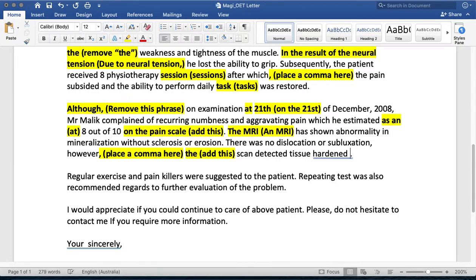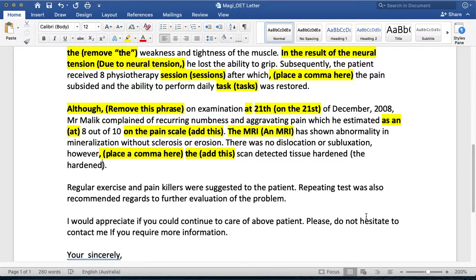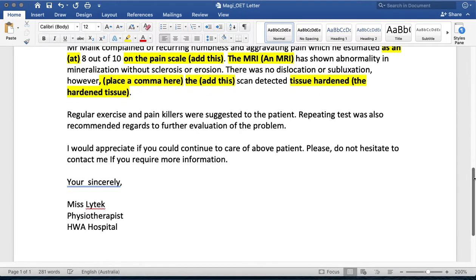No, it has detected the hardened tissue. It has detected the hardened tissue. So it's not tissue hardened, but it needs to be the hardened tissue. All right. Okay. Let's go through the next paragraph.